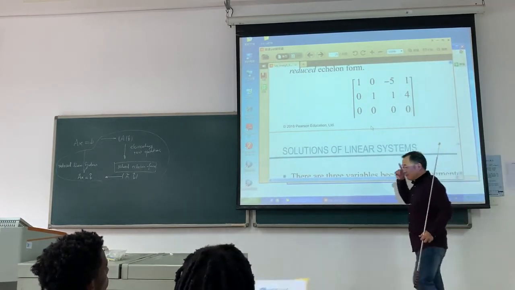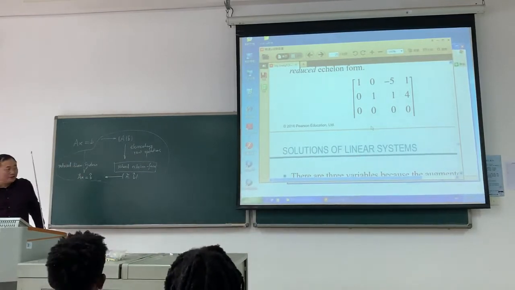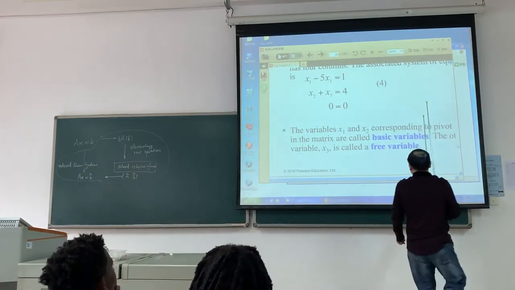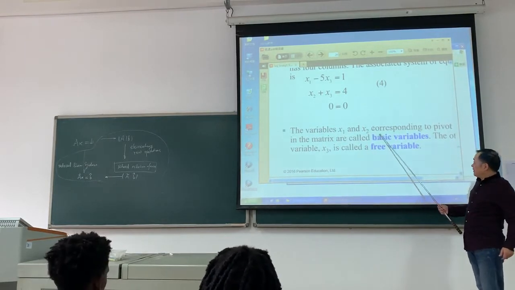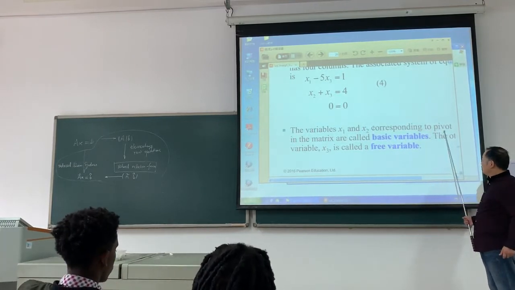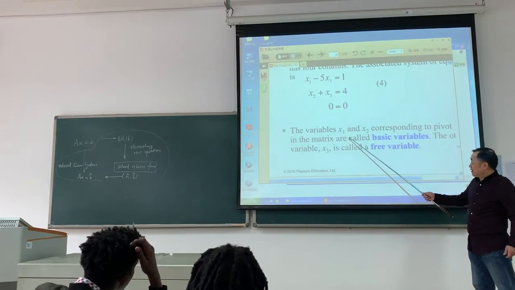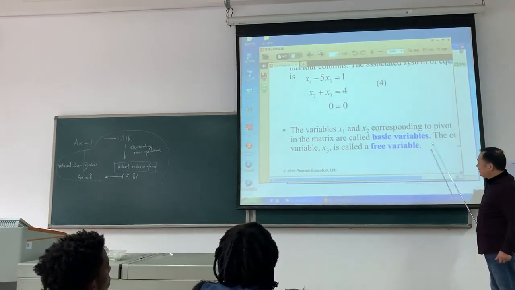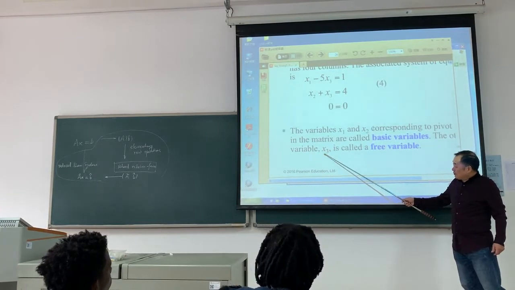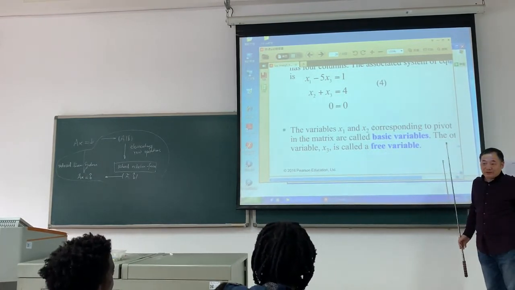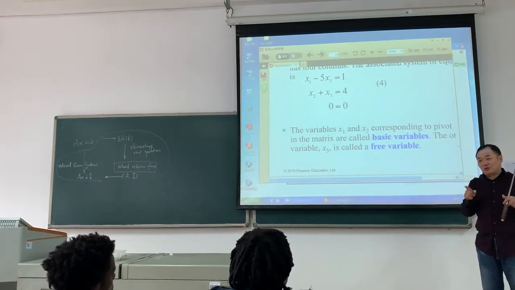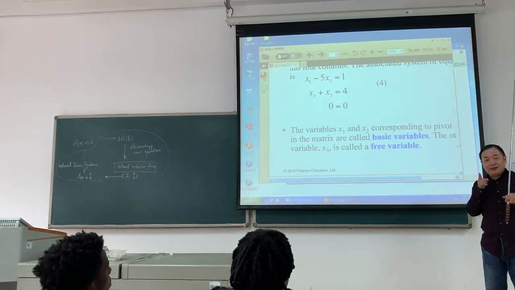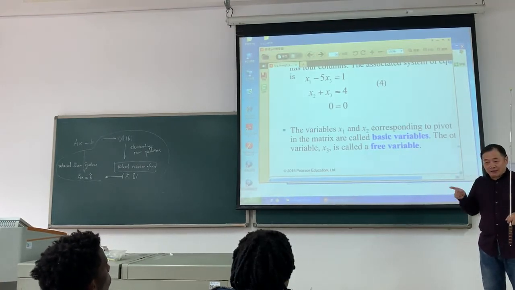Okay. So we give a new concept. That is, the variables x1 and x2 corresponding to pivots in the matrix, so we call them basic variables. And the variable x3, we call it a free variable. Now you know how to distinguish basic variables and the free variables. The basic variables correspond to the pivot columns.